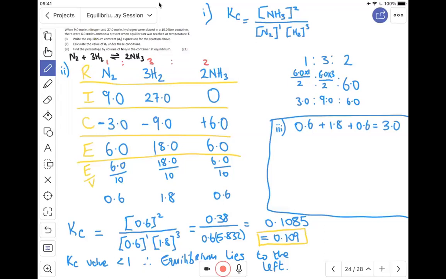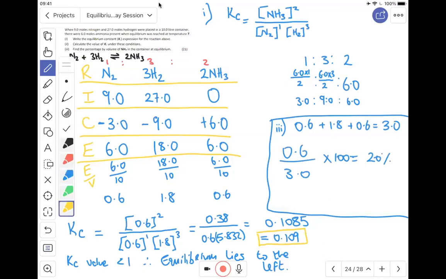For the ammonia there was only 0.6 of it, so we can do 0.6 over 3.0, and if we multiply that by 100, it tells us that 20% of the contents of the container consists of ammonia. That should make sense, because that means there's 20% of our product, so consequently there would be 80% of our reactants. And that matches up with my equilibrium constant because it's less than 1. So the equilibrium is lying to the left, meaning there are more reactants present, which is true because I have only produced 20% of my product.